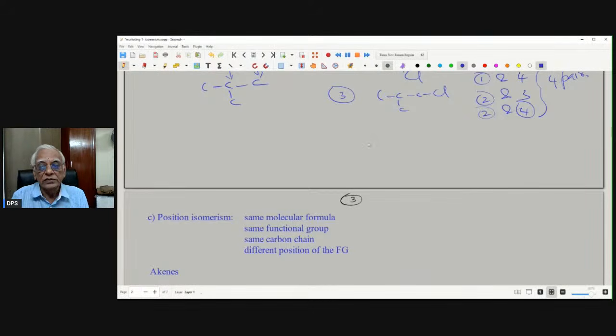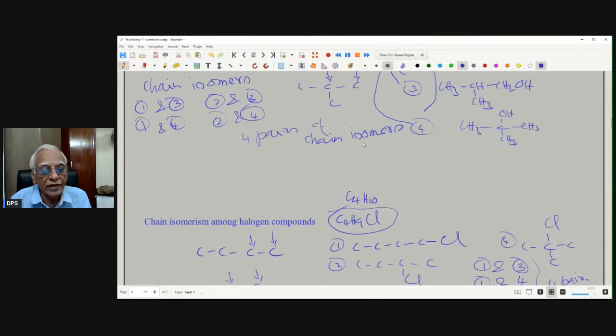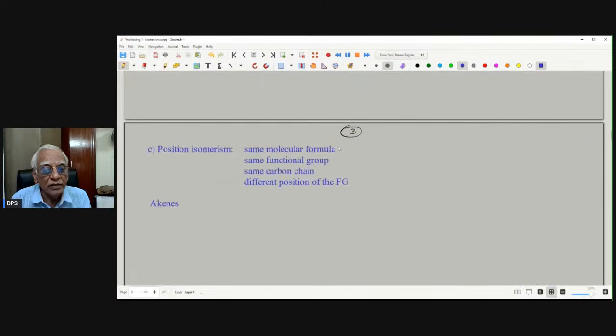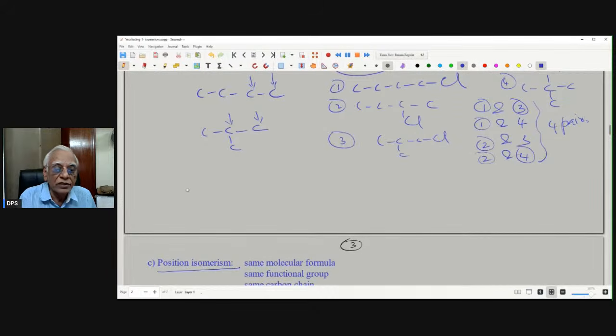Similarly, you can have position isomerism. I shall do it slowly because of its importance. This and the next one are going to be very important. Now, probably I want to tell you the number of chain isomers for C5.